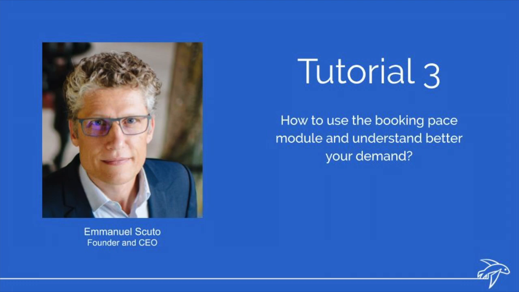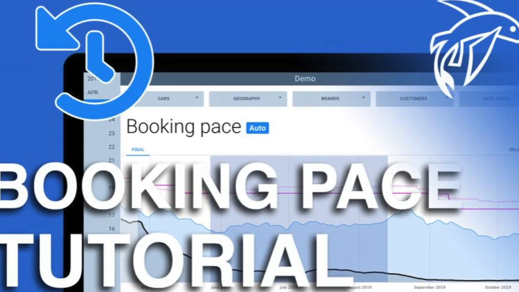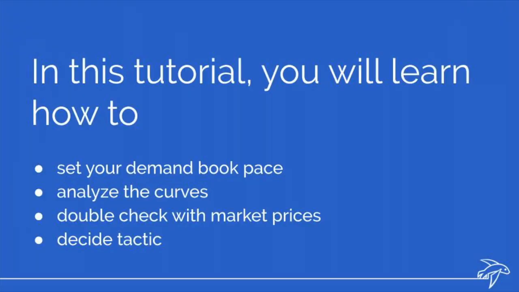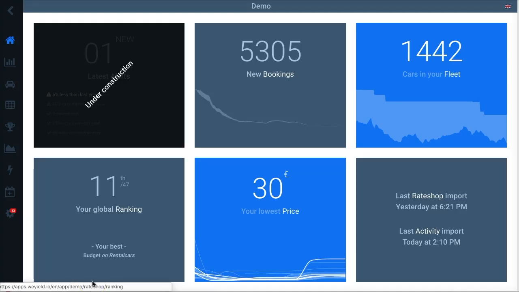Today we're going to look at tutorial number 3 regarding the demand book pace, the new module of Weyield. We will learn how to set the demand book pace, analyze the curve, double check with market prices and decide the tactic. When you arrive on the home page of the Weyield apps, which is pretty familiar to you, and you go on the booking module, you have a new feature which is the booking pace.